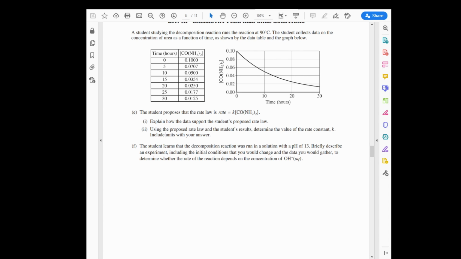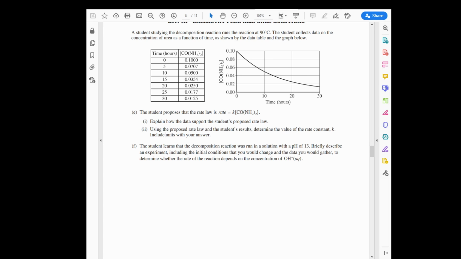The student proposes that the rate law is rate equals k [CO(NH2)2]. Explain how the data supports the student's proposed rate law. So the student has proposed a first order rate law. How do we know it's first order? Because there's no exponent here, which implies that it's 1. If there's no exponent, it's implied to be 1.